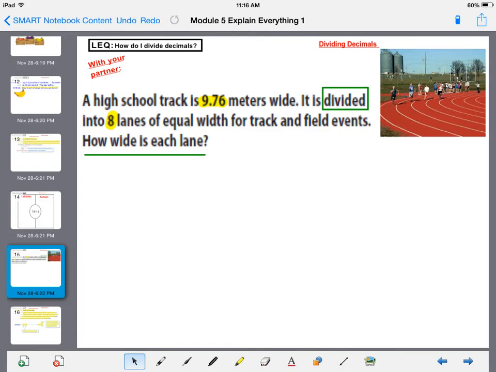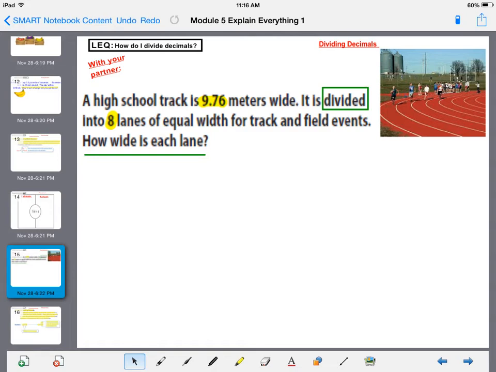Now let's apply what we know about dividing decimals in this real world problem. We have a high school track. It's 9 and 76 hundredths meters wide. It's divided into 8 lanes of equal width for track and field events. How wide is each lane?